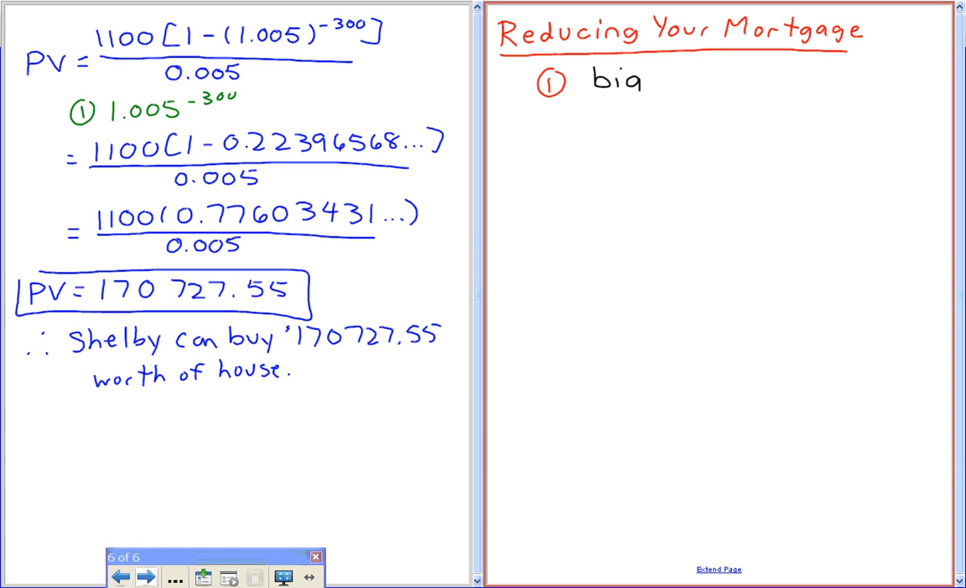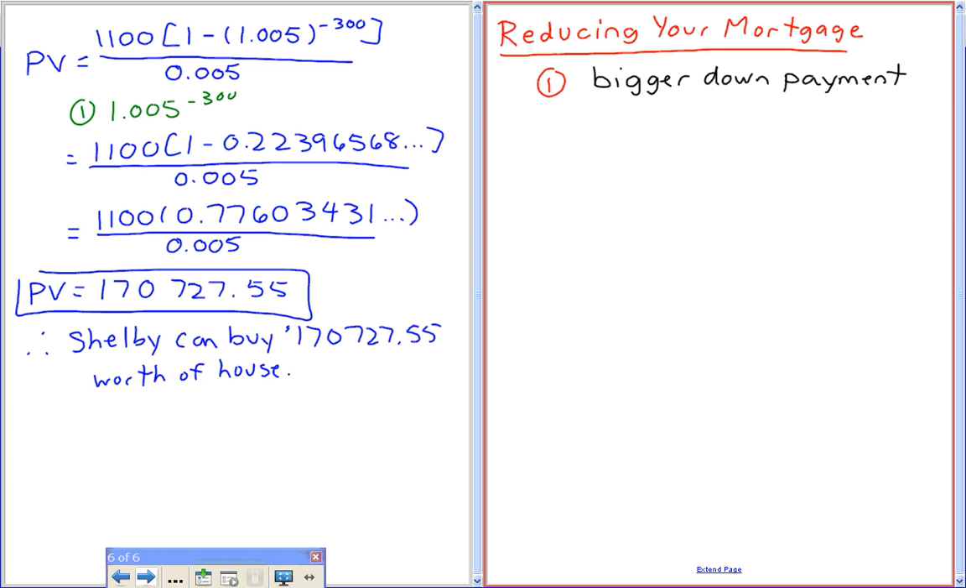Can a mortgage? Well, no, we'll leave that for right now. Pay with cash. Okay, well, bigger down payment now. This is how much you actually borrowed. Let's just say that Shelby had $100,000 in her back pocket. Her house is now 270, right? So that's a little bit more realistic.